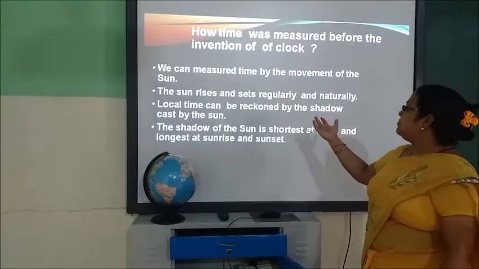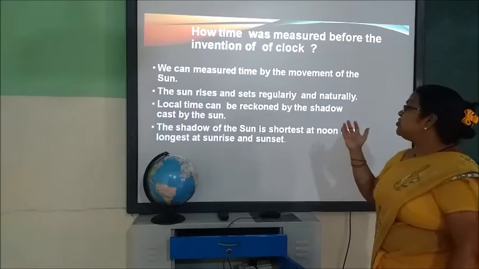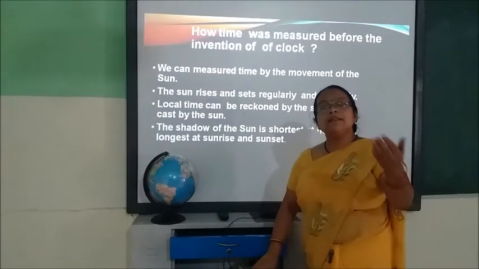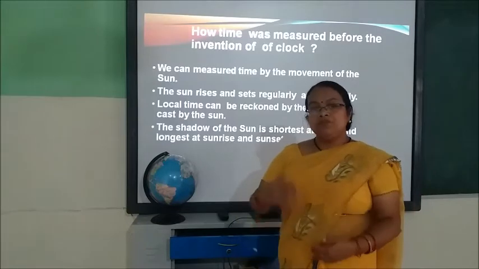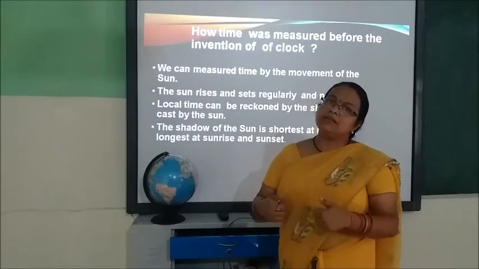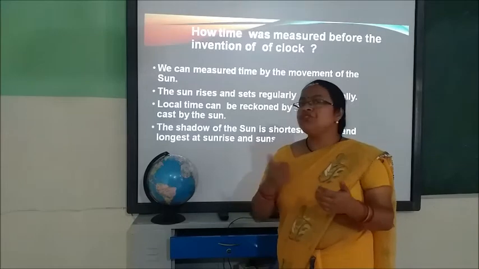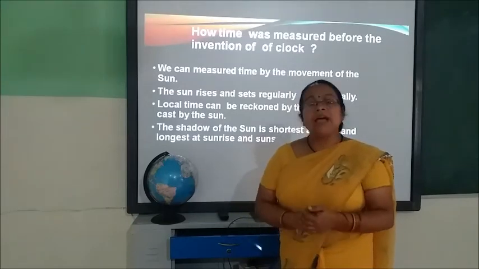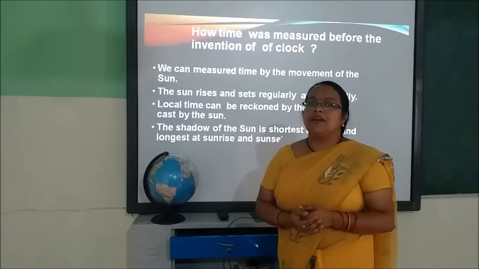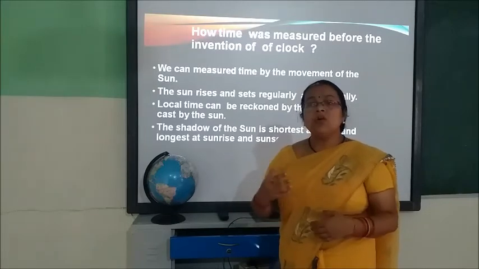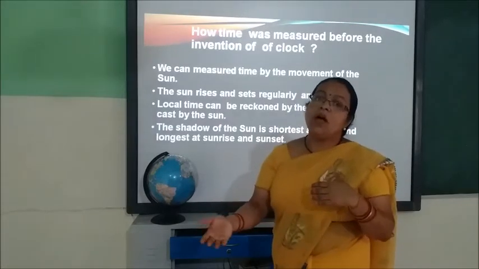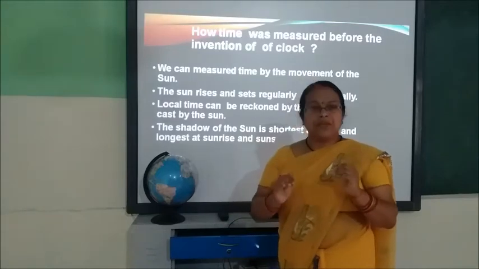Local time can be recognized by the shadow cast by the sun. We know every object casts a shadow. By studying the shadow, people came to know whether it is morning, evening, noon, or night. At night, no shadows are formed. Can you tell me why? Why are no shadows seen outside at night? Because we don't have the sun at that time. But if you have a bulb at night, you will see your shadow also. But outside, the shadow is invisible.